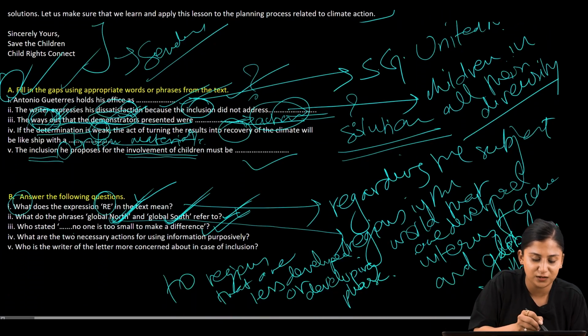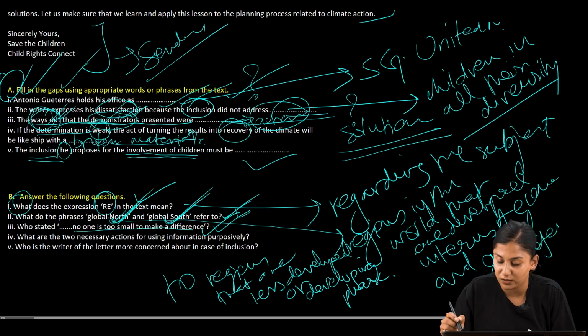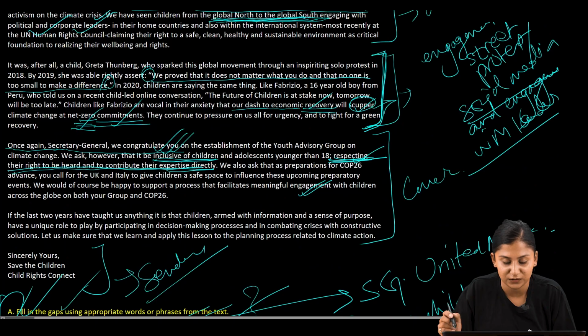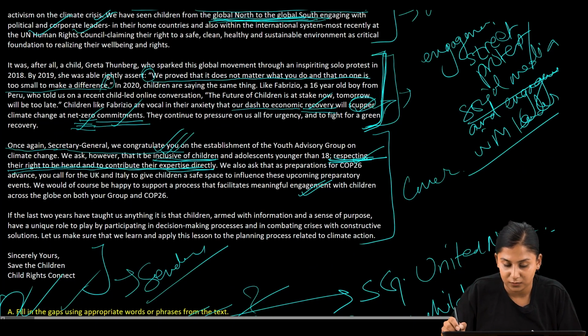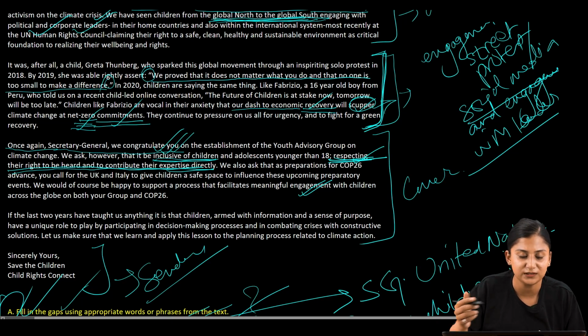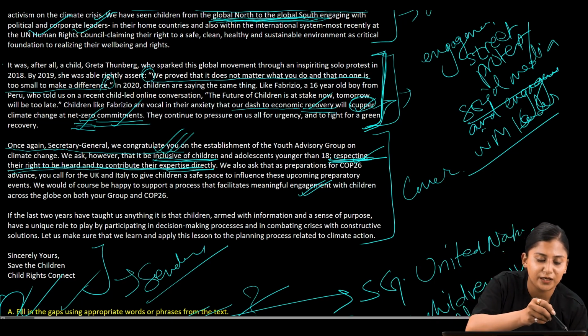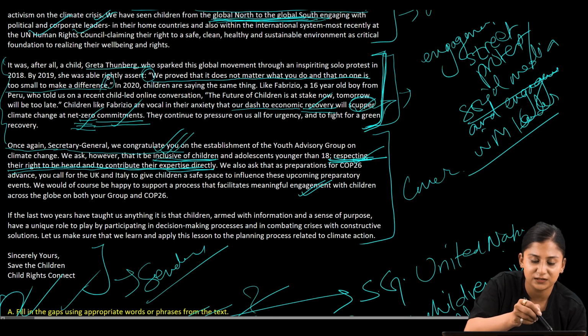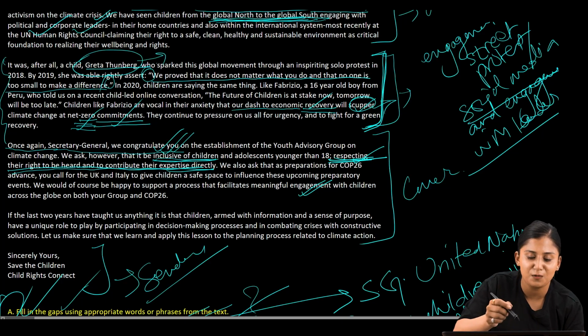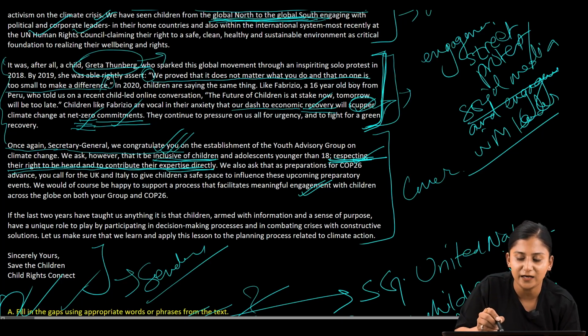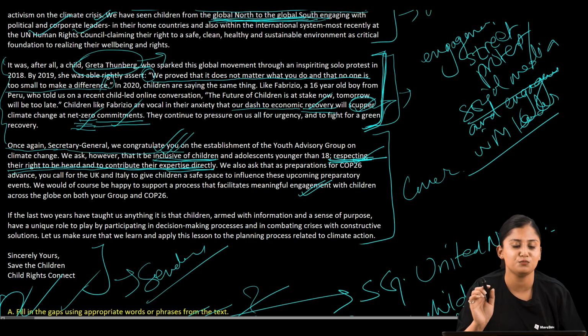The question is asking us to find out who stated this idea: no one is too small to make a difference. So we can find out in our third last paragraph over here. Who is the person who stated this idea? The person is Greta Thunberg. So Greta Thunberg is the one who talks about the idea that no one is too small to make a difference.